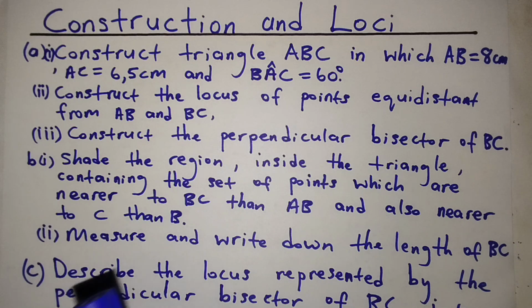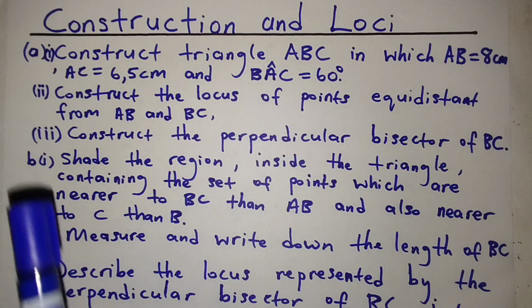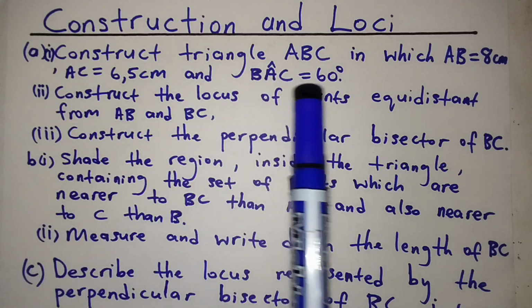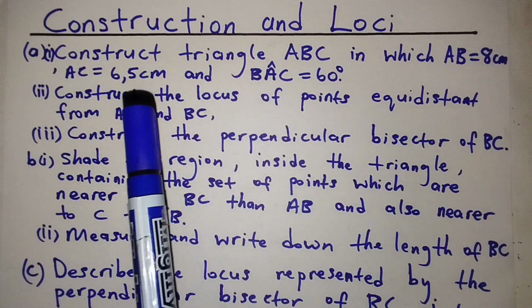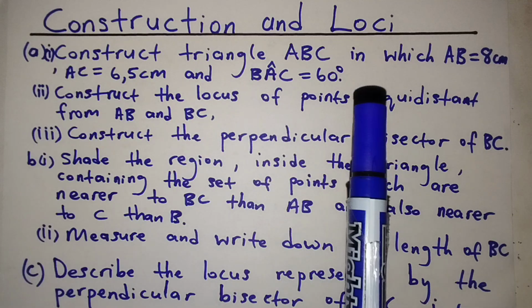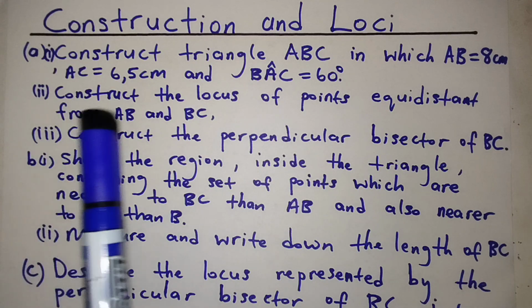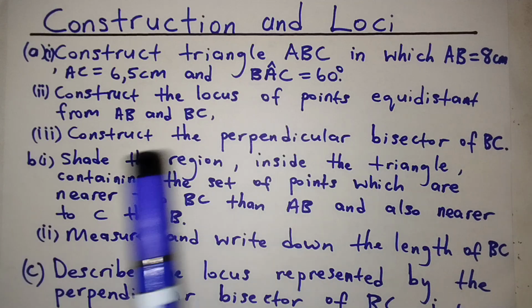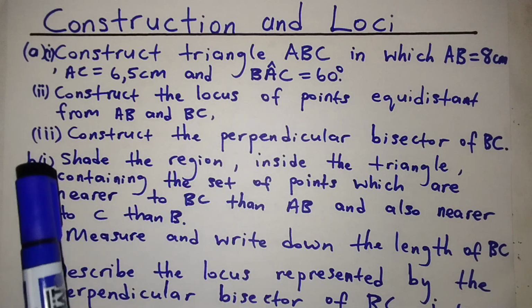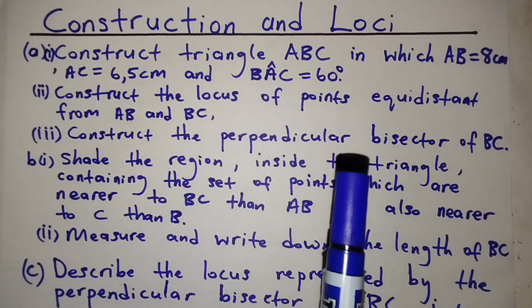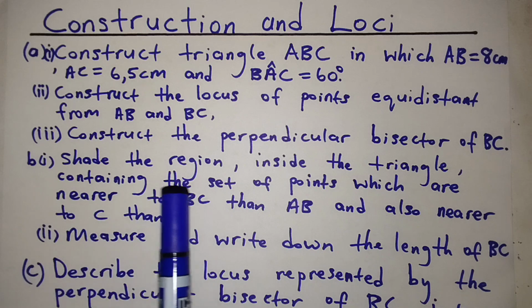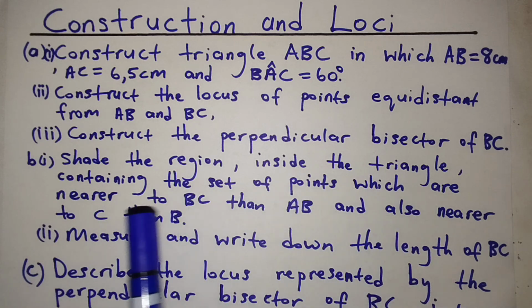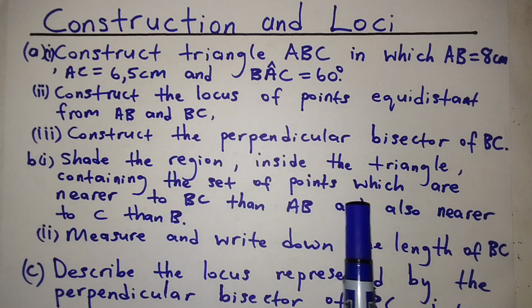In this video, we are looking at construction and loci. So there are some questions which you want to answer. The first one, construct triangle ABC in which AB equals 8 centimeters, AC equals 6.5 centimeters, and angle BAC equals 60 degrees. The following question, construct the locus of points equidistant from AB and BC, followed by construct the perpendicular bisector of BC.